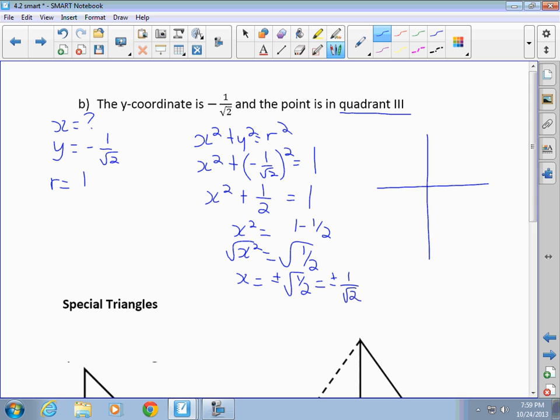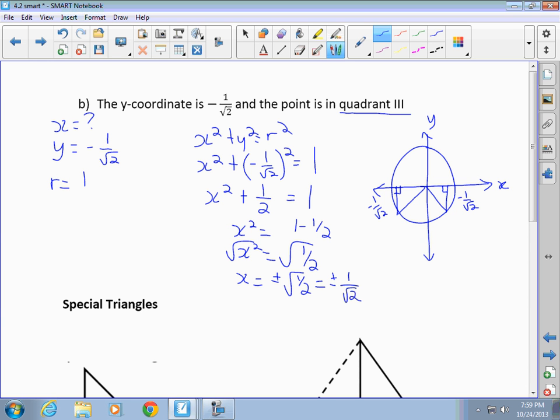So there's my Cartesian plane with my lovely circle. I know my y is equal to negative 1 over square root 2. That means that my point could be in this quadrant, or it could be in this quadrant. If I were to finish off my diagram here, this would be negative 1 over square root 2 on the y, and this would be negative 1 over square root 2 on the y as well.